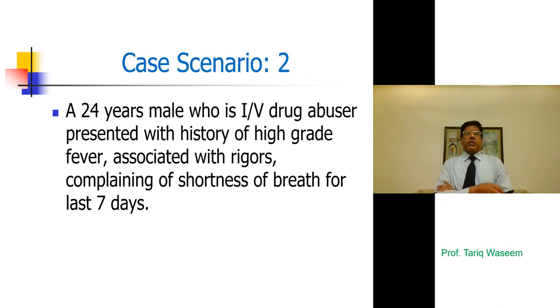Now we have another case. This time it is a 24-year-old male. He is a known IV drug abuser, and he has presented with a history of high-grade fever, which is associated with rigors. He also complains of shortness of breath for the last 7 days. Now here the history is a bit short. Another important thing is that he is an IV drug abuser.